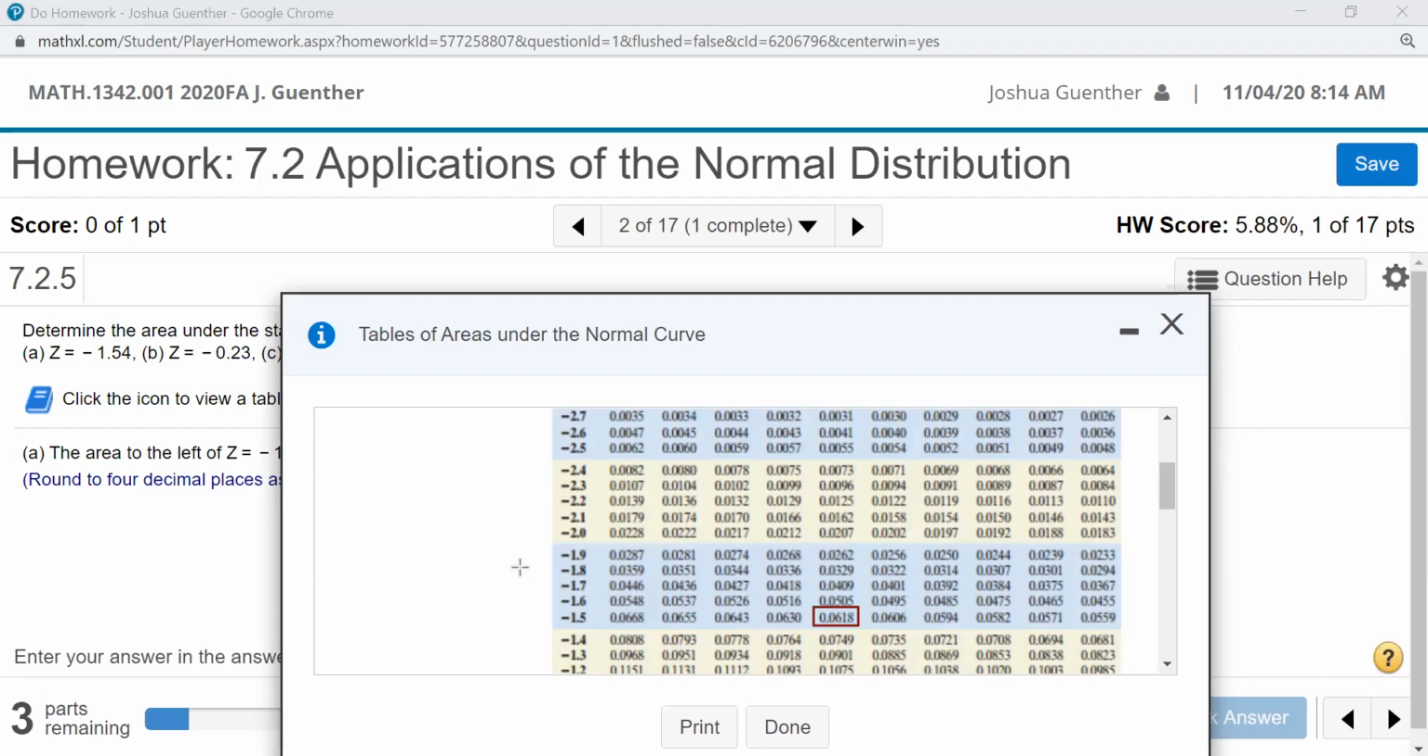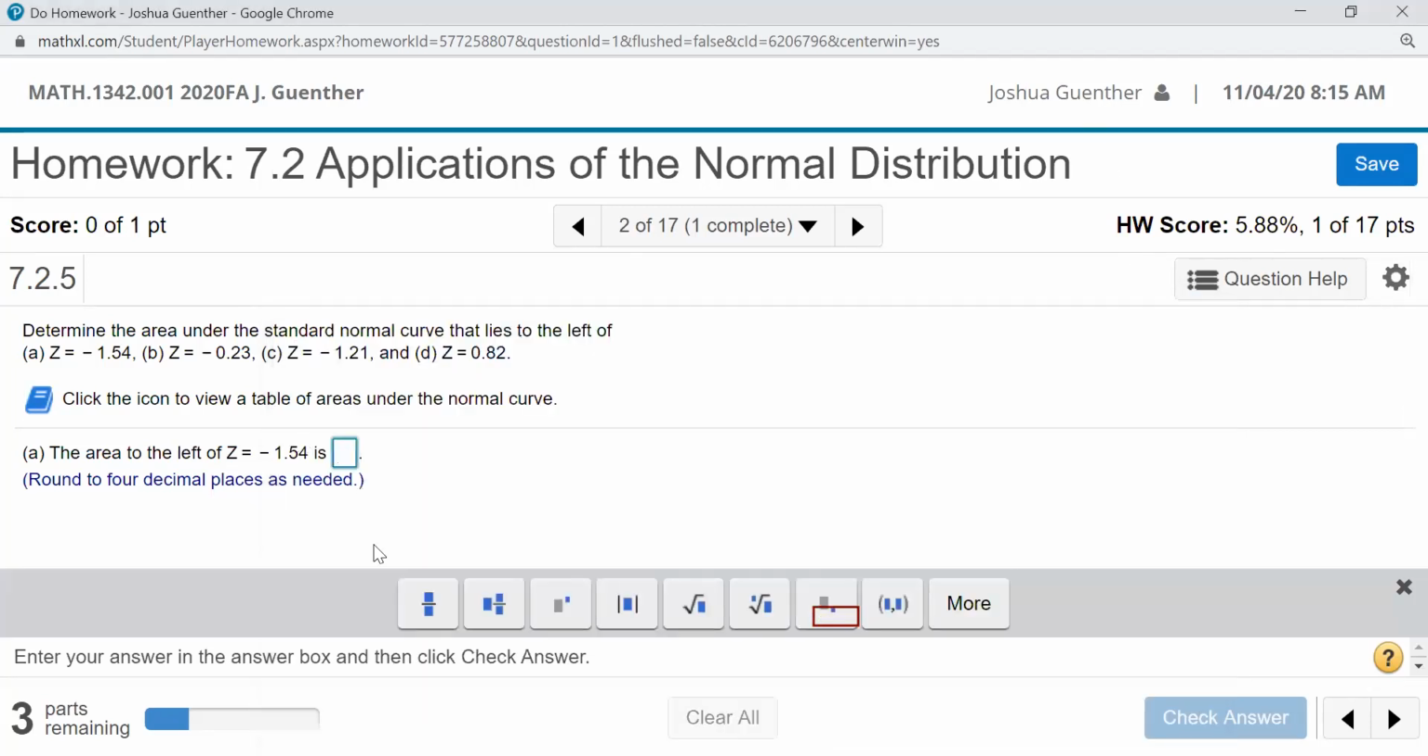The reason we have to use a table in the first place is because the actual math behind it involves some high-level calculus and numerical analysis techniques that are frankly well beyond the scope of this course. So we're just having to use a table here in the meantime. The answer is going to be 0.0618, and we will be using this table many, many times.